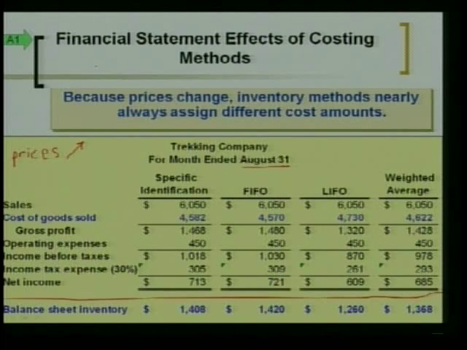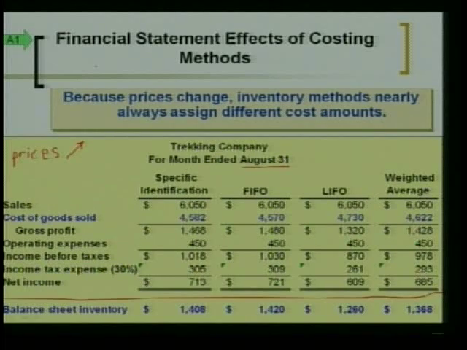They'll get the most profit. No, they get the least profit with LIFO. Look at that. Look at the net income under LIFO. It's only $609. That's the least amount of net income when prices rise. LIFO gives you the lowest income because cost of goods sold is higher because you're using those higher priced items. They go straight to cost of goods sold. So why might somebody use LIFO when prices rise?